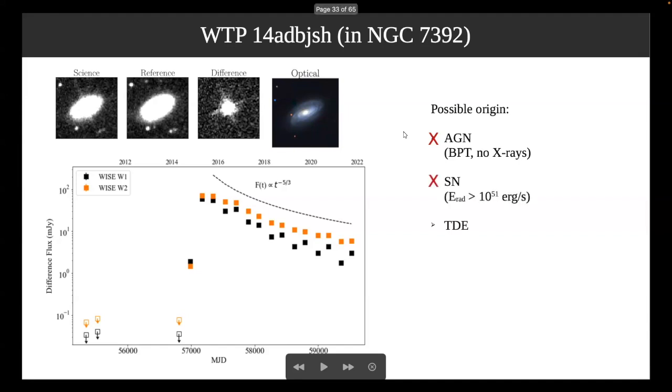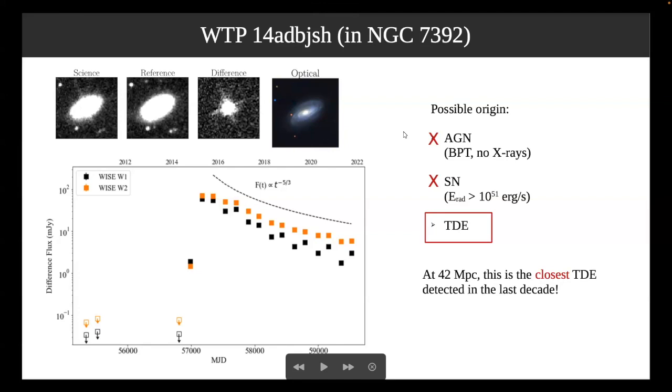It was very easy to exclude supernova, because if you add up all this flux, you get something like 5 times 10 to the 51 ergs of radiated energy. For people who do supernovae, that's impossible. There's no way a supernova does that. You can do a super-luminous supernova, that's another mystery. So we decided, it's not the one, it's not the other, it has to be a TDE.